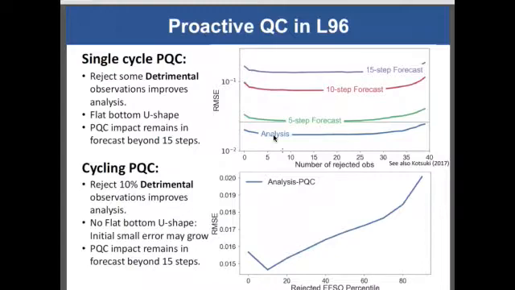So if we do a cycling PQC, which is like 5,000 cycles, we can see that. Here the horizontal axis is the percentile. From here, it's around 100 here. On the right is rejecting all the observations.